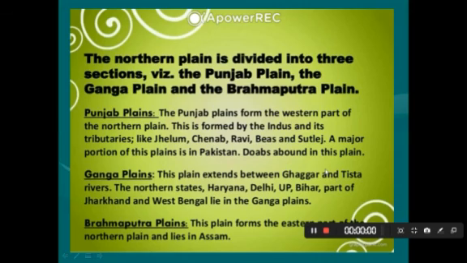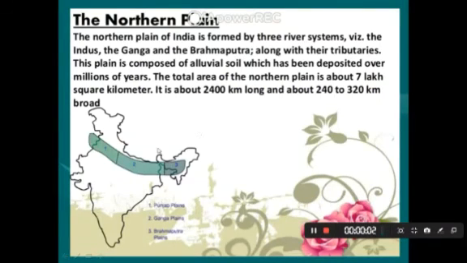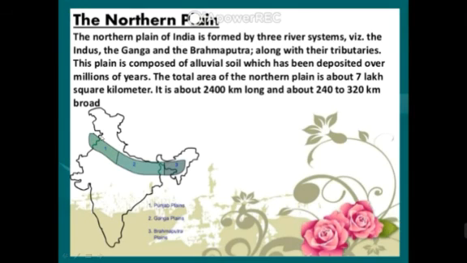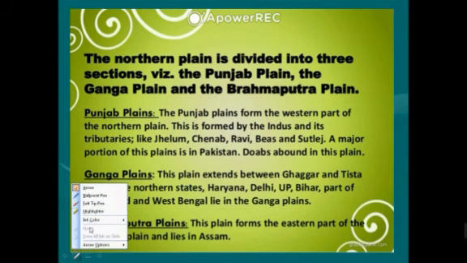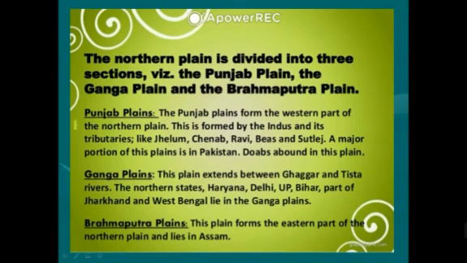Okay, three plains are important. That means the northern plain divides into three portions. First one is the Punjab plain, second one is the Ganga plain, and third one is the Brahmaputra plain. The Punjab plain was formed by the Indus river, the Ganga plain was formed by the Ganga river and its tributaries, and the last one, the Brahmaputra plain, was formed by the Brahmaputra river and its tributaries.